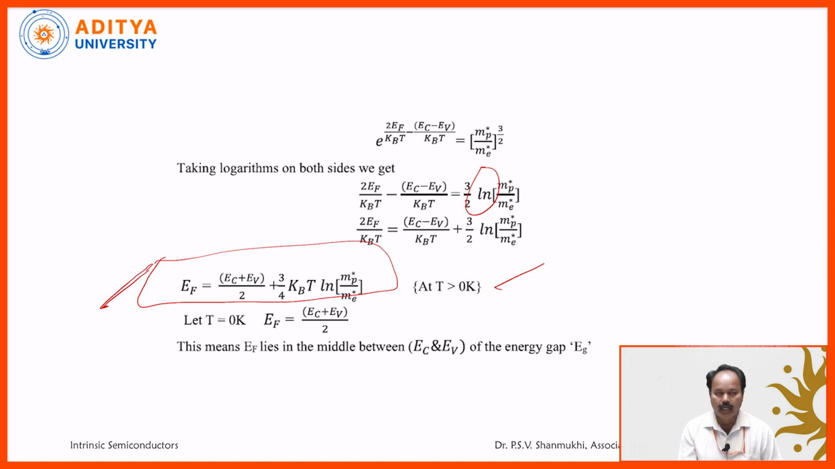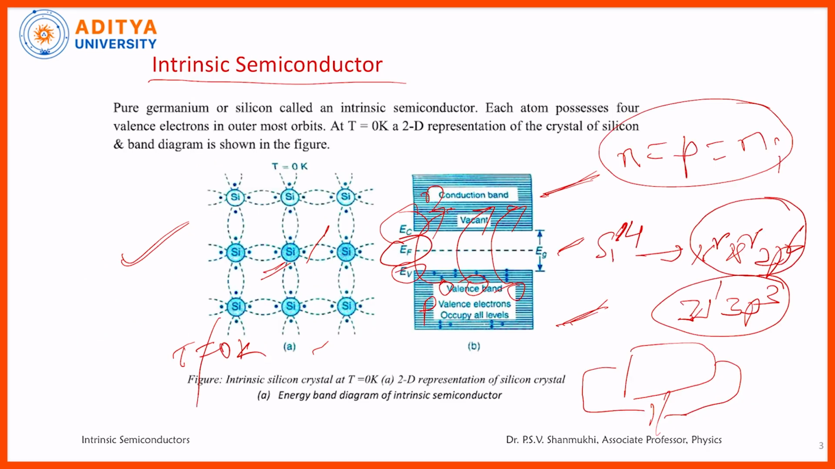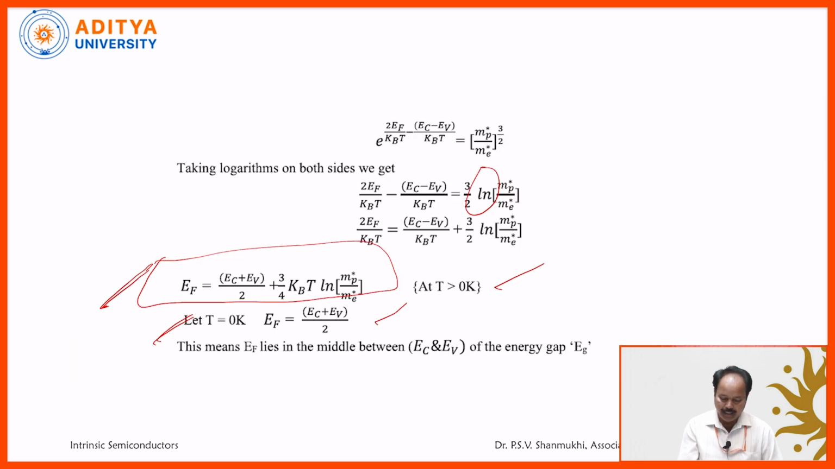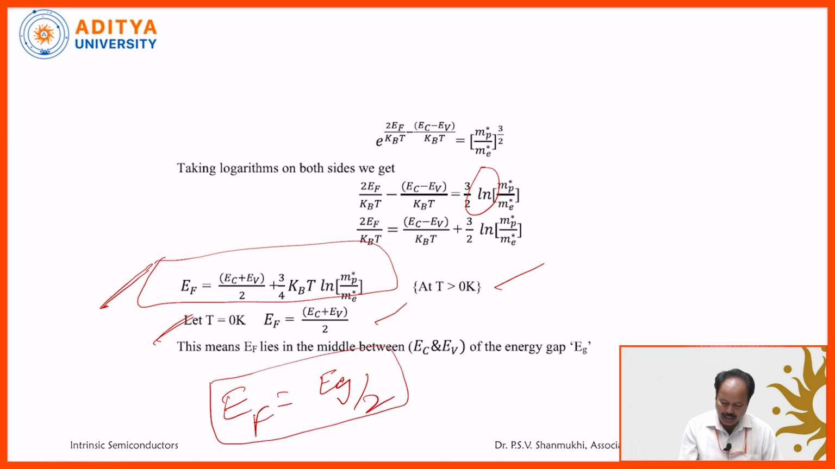At 0 degree Kelvin, what happens? See the second part of this equation, 3 by 4 kBT ln something, so T is taken as 0. We get Ef, the Fermi energy level, is equal to (Ec plus Ev) by 2. Here Ec is the lower edge of the conduction band, Ev the upper edge of the valence band. That's why we are getting Ef is equal to (Ec plus Ev) by 2, or else we can write this as Ef is equal to Eg by 2. The Fermi energy level is lying exactly at the center of the forbidden energy gap. At T is equal to 0 K, this is the expression.